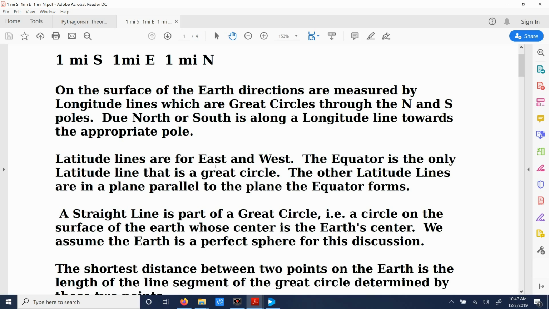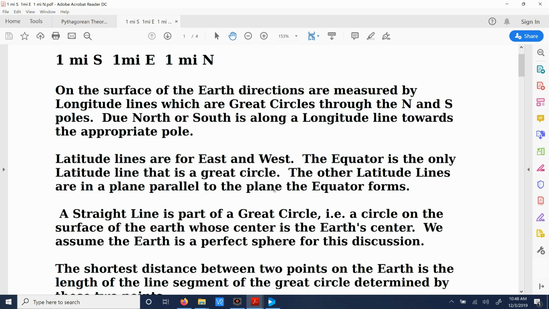Now, latitude lines are something different. The equator, which is perpendicular to the longitude lines, is a great circle right at the center between the North and the South Pole. The latitude lines are actually lines that are not great circles. They're on planes that are parallel to the plane that the equator creates. So get a globe if you need to and look at that and understand it.